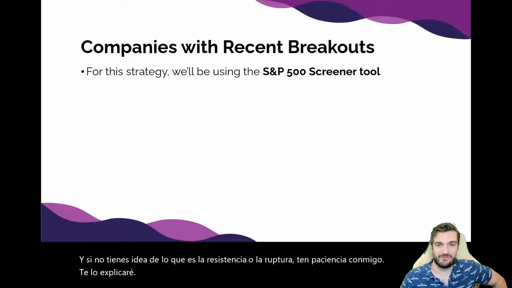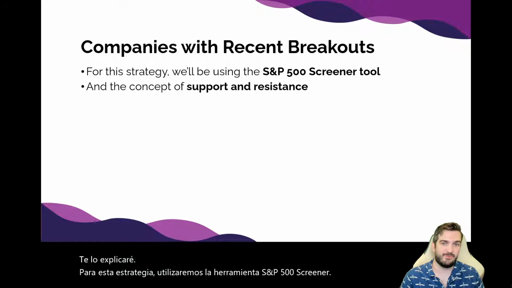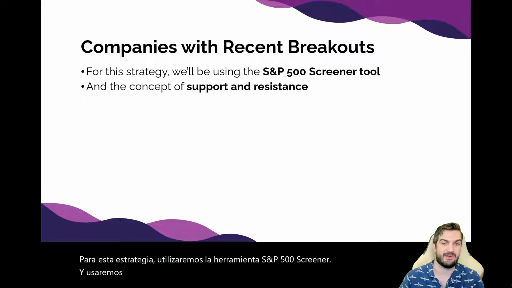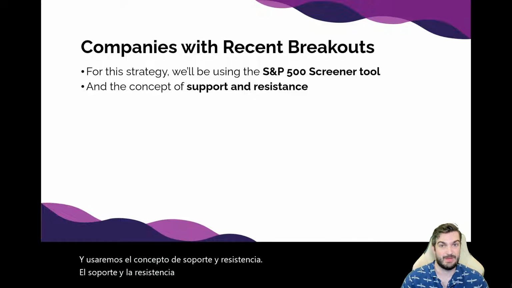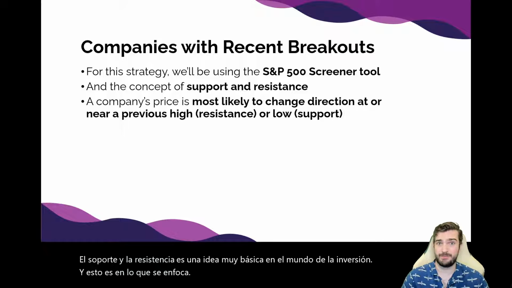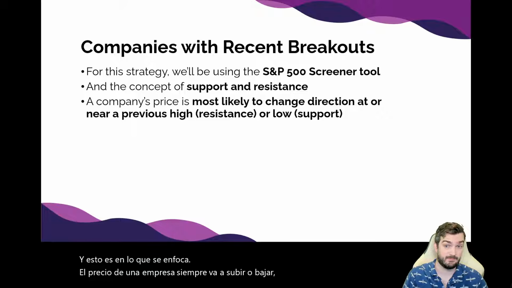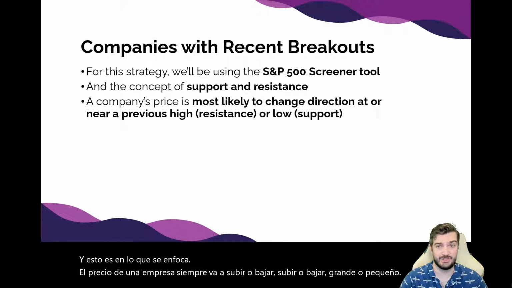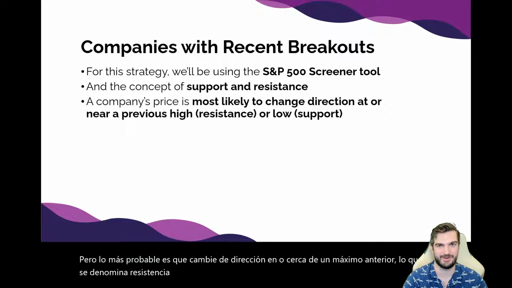For this strategy, we'll be using the S&P 500 screener tool. And we'll be using the concept of support and resistance. Support and resistance is a very basic idea in the world of investing, and here's what it focuses on. A company's price is always going to be going up or down, big or small. But it's most likely to change direction at or near a previous high, which is called resistance, or a previous low called support. Why? We're emotional.